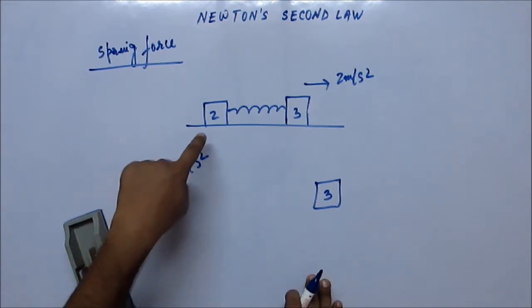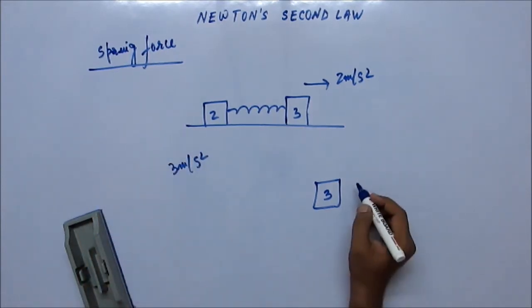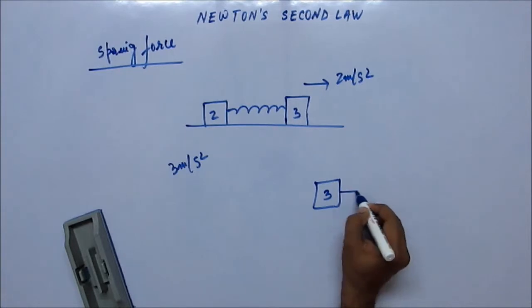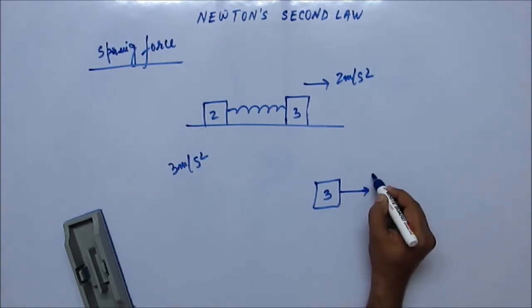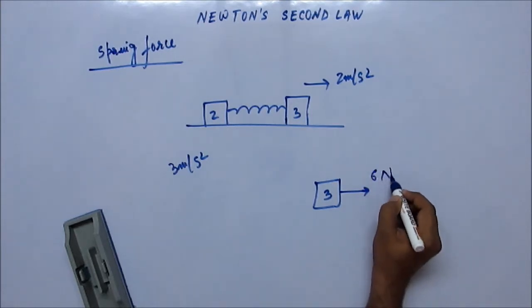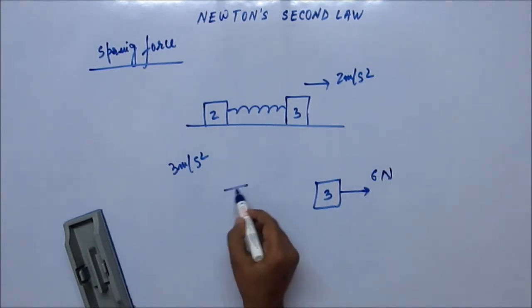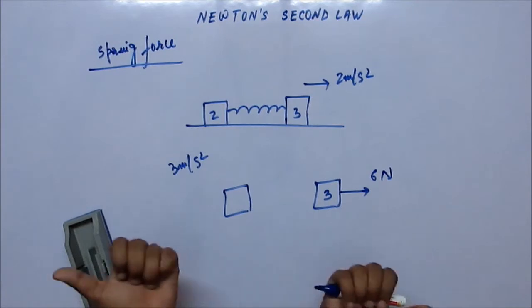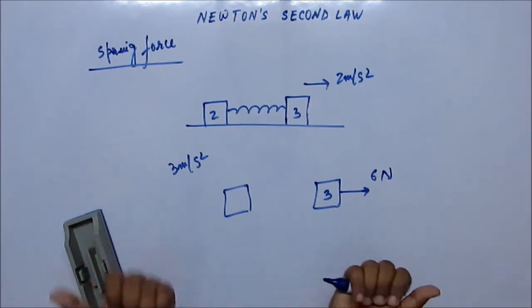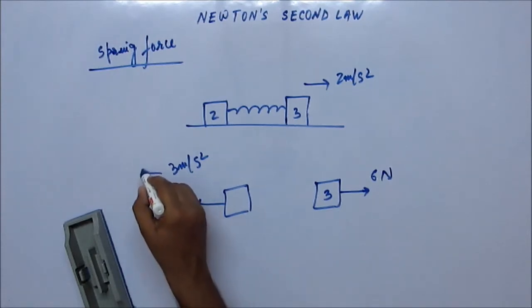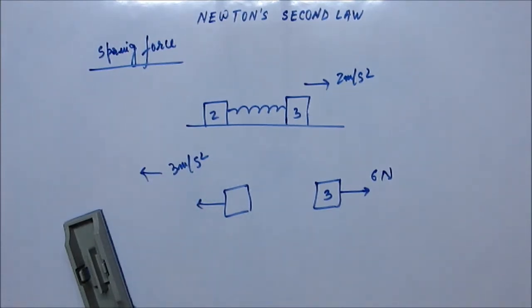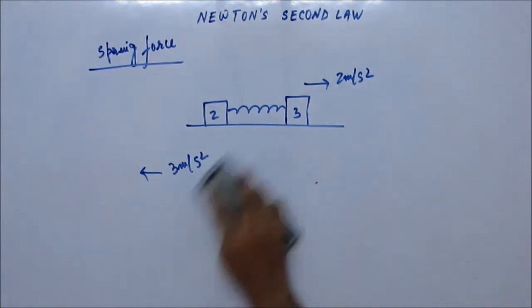So the thing is, the 3 kg block is having a force to its right, so the net force will be mass into acceleration, so the net force will be 6 Newton to its right. For the 2 kg, you will have a force to its left. The force will be outward for both. So the 2 kg will have an acceleration of 3 meter per second square to its left. Okay, not a problem? Okay.